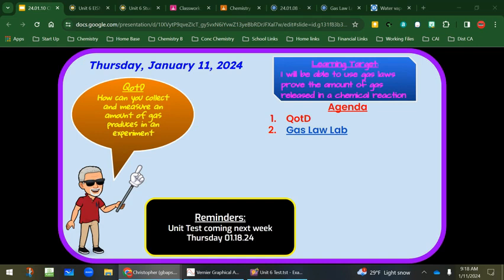Very good. And all our water right now is at room temperature, so when we're collecting it, we will have an idea of what temperature the gas will be. Okay? But we still need a pressure. Right? How can we find the pressure? The thing we did that one time with the syringe.